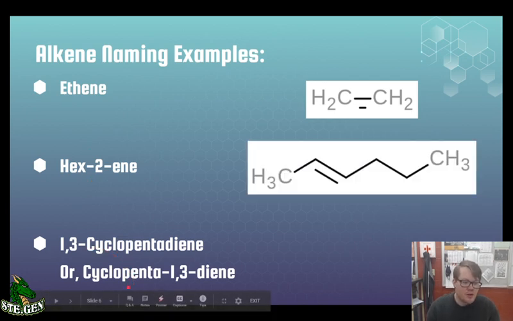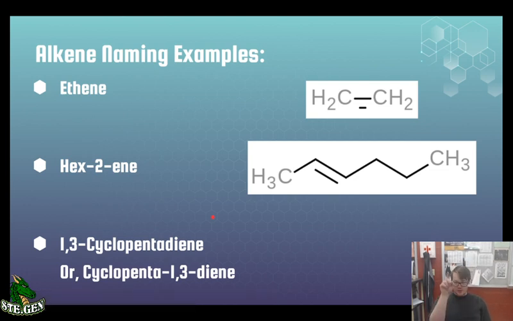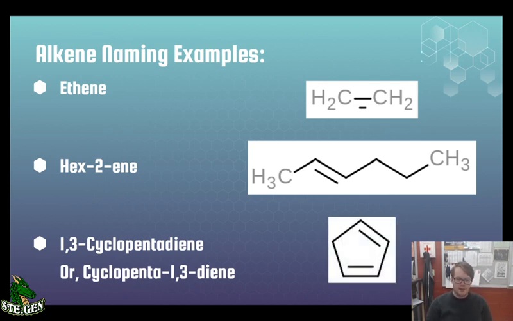And then we've got 1,3-cyclopentadiene or cyclopenta-1,3-diene. So this one would be cyclopenta. So cyclo is circle, penta is 5, so we're going to do a pentagon. And then on carbons 1 to 2 and carbons 3 to 4, we're going to have di means 2. We're going to have 2 total double bonds. So it'll look like this.